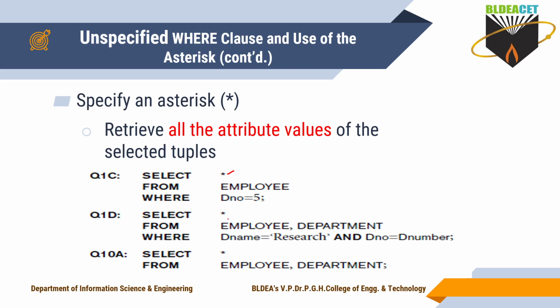The same way here also. Select star from employee, department where Dname equal to research and Dno equal to Dnumber. So if I use the asterisk symbol, all the attributes of the employee table and all the attributes of the department table, where the department name is research, that information it retrieves. All the attribute values of the employee and department it retrieves. So the asterisk symbol indicates that by default it retrieves all the attribute values of that particular table.